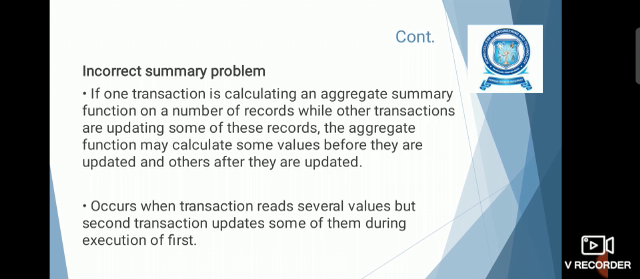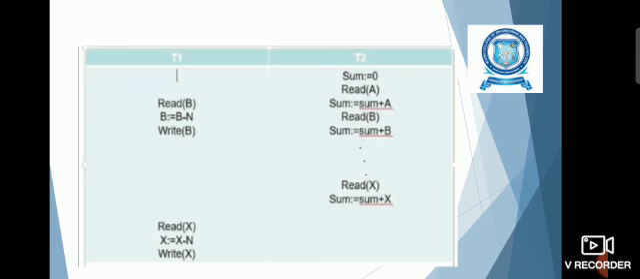And the third problem is the incorrect summary problem. If one transaction is calculating an aggregate summary function on a number of records while other transactions are updating some of these records, the aggregate function may calculate some values before they are updated and others after they are updated. So this problem occurs when a transaction reads several values, but a second transaction updates some of them during the execution of the first one. For example, in this example, there are two transactions, transaction 1 and transaction 2.